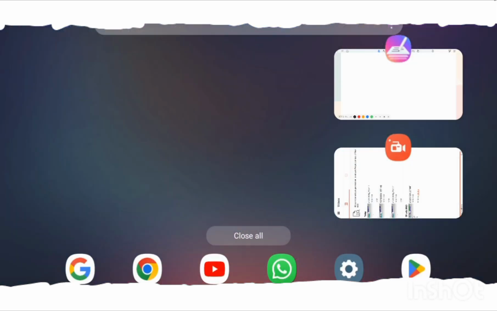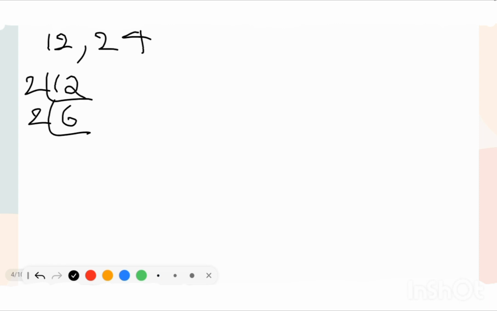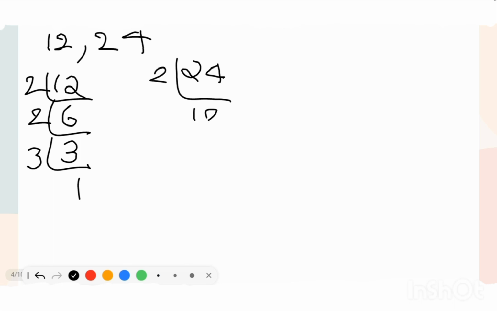Okay, so here if the given numbers are 12 and 24. So what we do is, we will do the prime factorization of 12. 2 sixes are 12, 2 threes are 6, 3 ones are 3. Next 24. 2 twelves are 24, 2 sixes are 12, 2 threes are 6, 3 ones are 3.